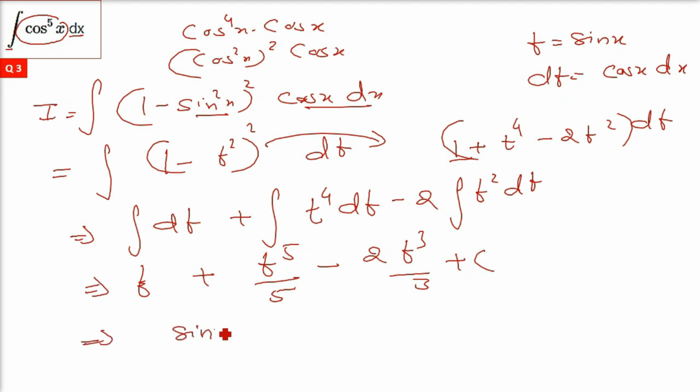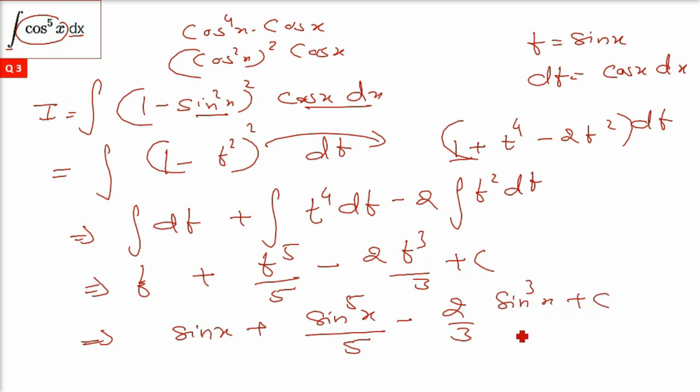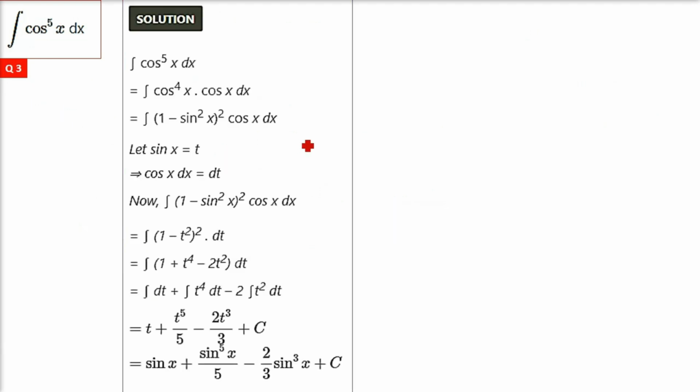So sin x plus sin x to the power 5 by 5 minus 2 t cube will be sin x to the power 3 plus constant of integration. This is your result. Now this is the solution. It's almost similar to the previous question the way we have solved it. Only here we have to put t equal to sin x. In the previous question we have taken t equals to cos x.